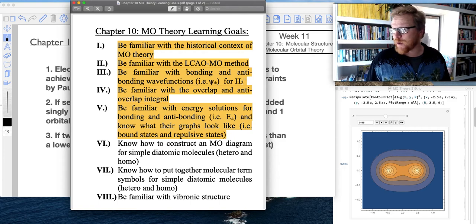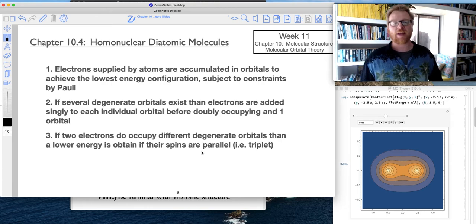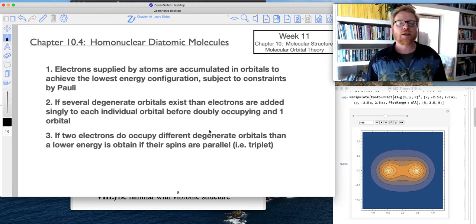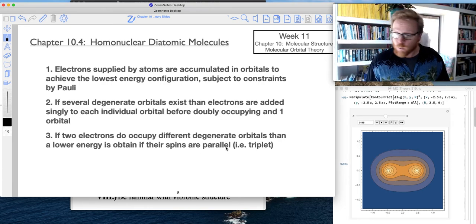Well, that's 5 of our 8 and only in one lecture. So the rest of the lectures this week on MO theory are going to be constructing MO diagrams and putting together molecular term symbols. I'm going to take my sweet time going through that stuff. Some of it's going to be review. Some of it will be new. Okay, so let's go for it.